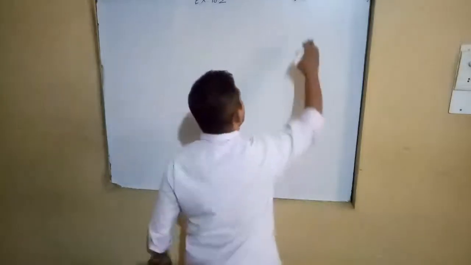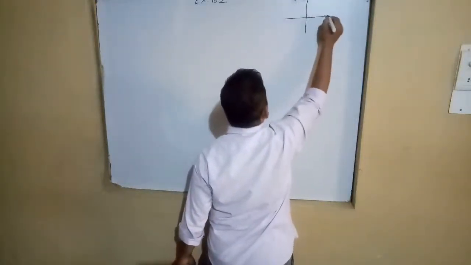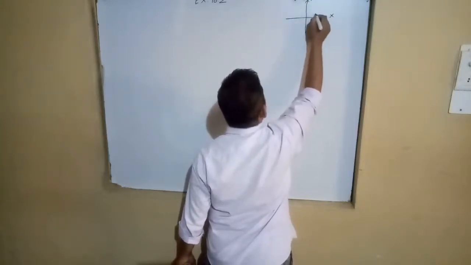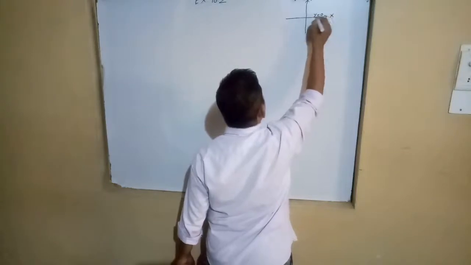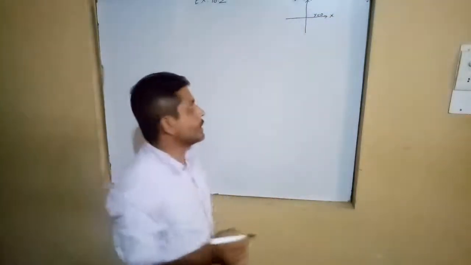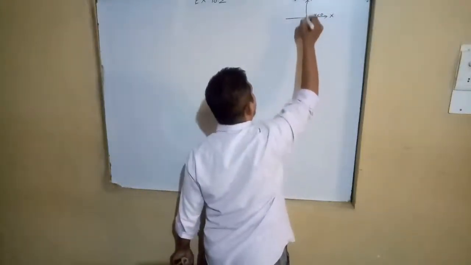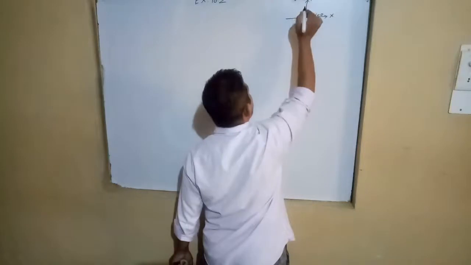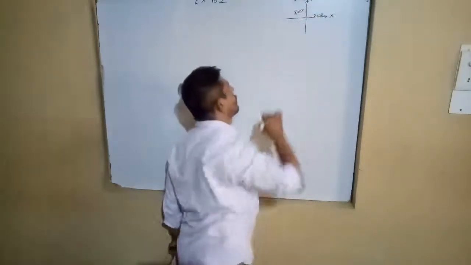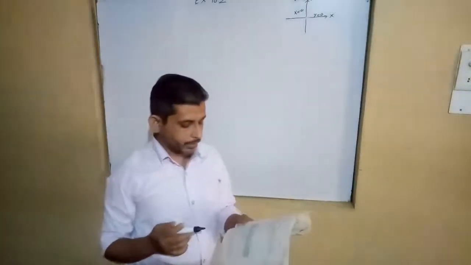Let's explain a little here. This is the y-axis and this is the x-axis. We all know that on the x-axis the value of y is equal to 0, so the equation of the x-axis is y is equal to 0. And on the y-axis the value of x will be 0, so x is equal to 0 is the equation of the y-axis. Clear?